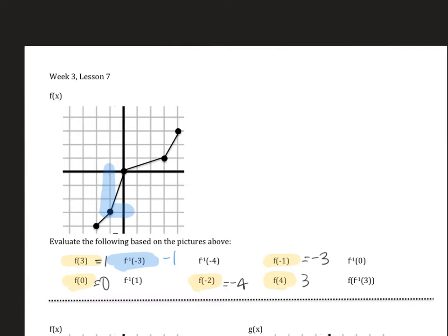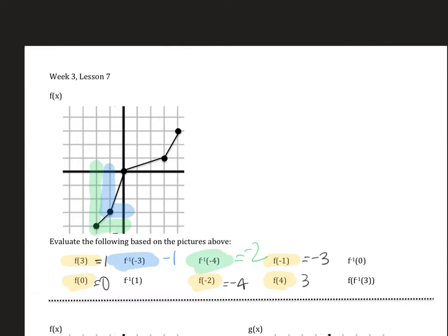Okay, let's try another one. I'll switch colors for you. Let's try green. Okay, so let's try this one. I hope I have a green highlighter. Yes, I do. Okay, so this is asking you, in English, it's saying if -4 is the Y value, right? So here's -4 is the Y value. The question is, what was the X value? So you can kind of see right here that X value should be -2.